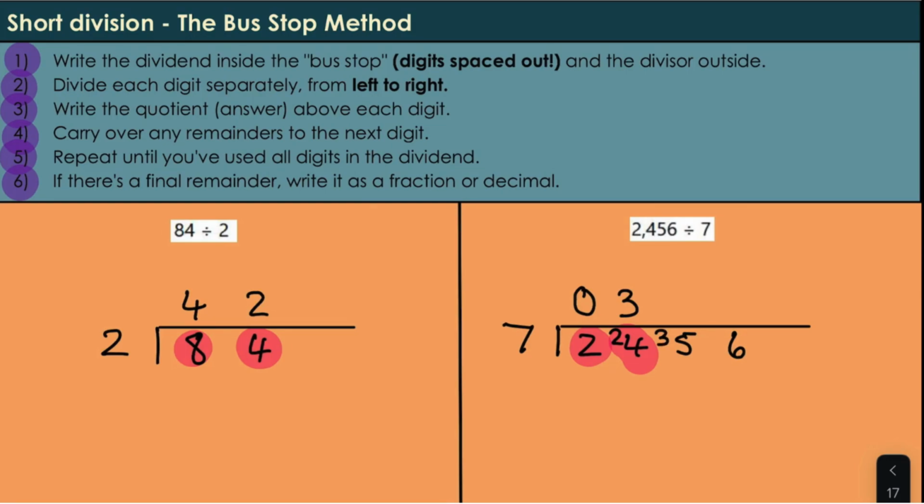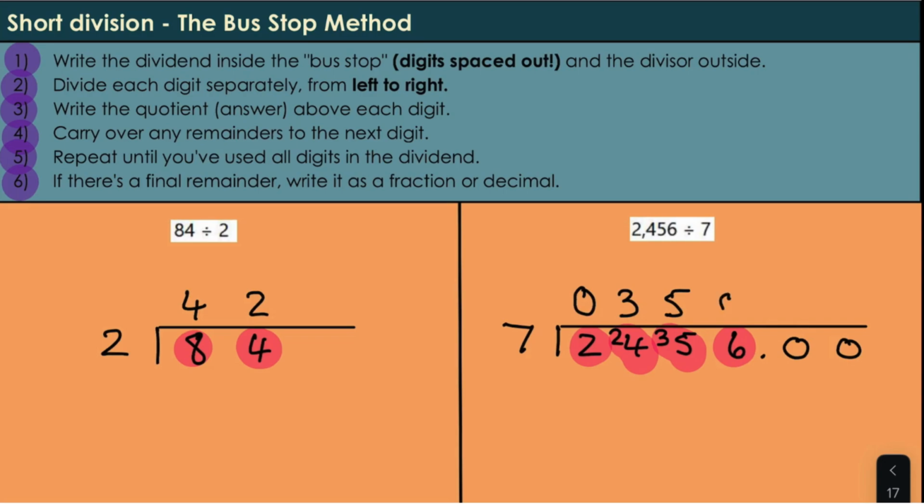How many 7s go into 35? That would be 5 7s. The next digit I have 6. Now 7 doesn't go perfectly into 6, so I know I'm going to have a remainder. Now I'm just going to show you how to write a decimal answer. First thing to know, 2456 is the same as this number where I add a decimal point, a 0, and another 0.